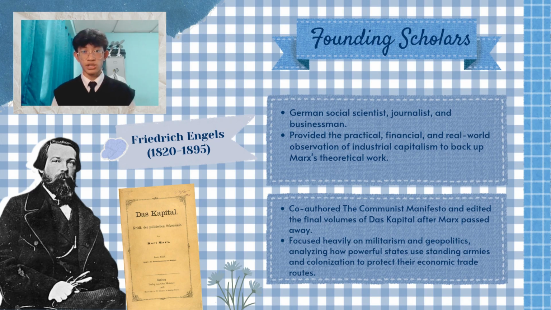Next, another founding scholar for Marxism is Friedrich Engels, who lived from 1820 to 1895. He was a German social scientist, journalist, and businessman, and he served as Marx's closest collaborator. Engels brought a crucial and practical perspective to the theory because his family actually owned textile mills, meaning that he already observed the gritty and financial realities of industrial capitalism firsthand. His main contribution was providing the real-world data and funding that back up Marx's abstract theories.